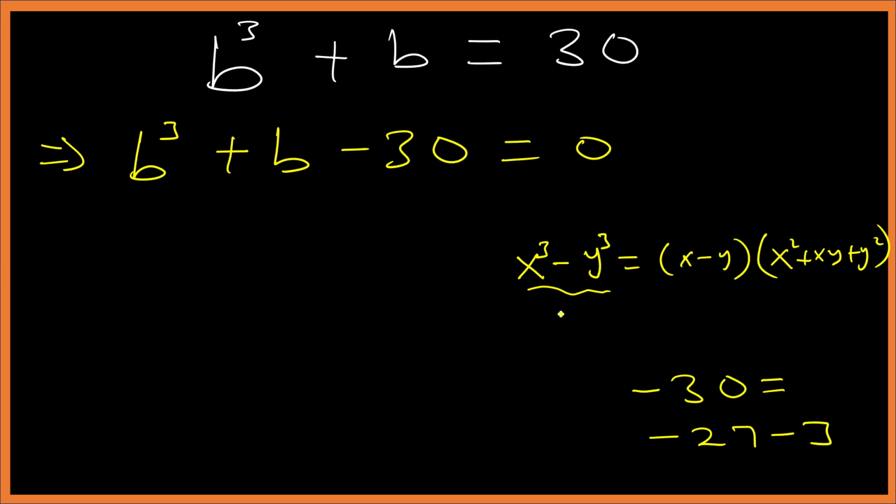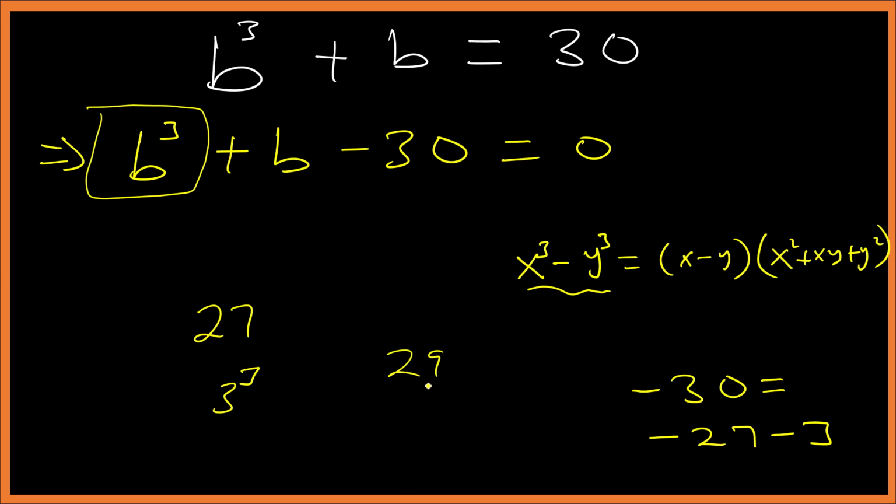Now, remember we want to express this one as a difference of cubes. We have b cube here, okay? So we want to pick a number that will give us a number multiplying itself 3 times. For instance, if I pick 27, this 27 will be 3 to the power 3. Now if I pick 29, minus 29 minus 1, this 29 here, I won't get any number that will be expressed in this form. So we are picking 27.